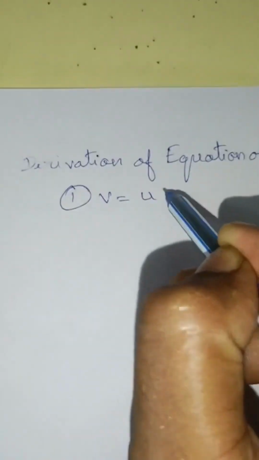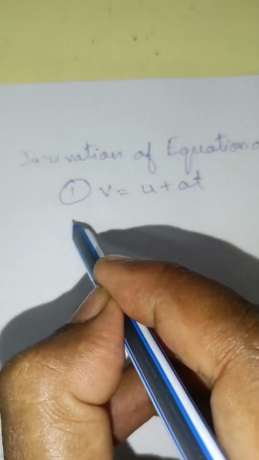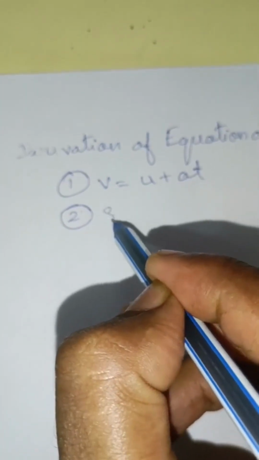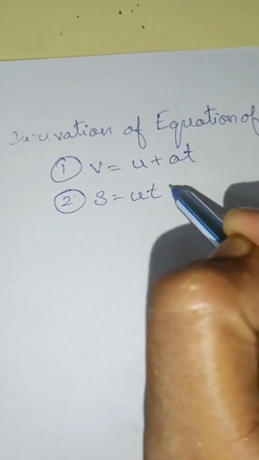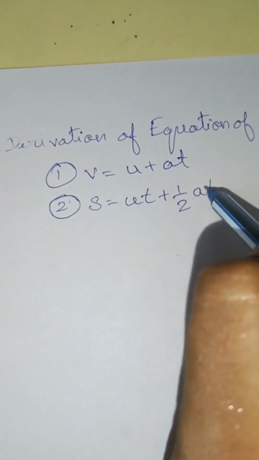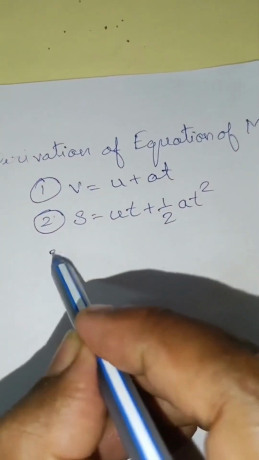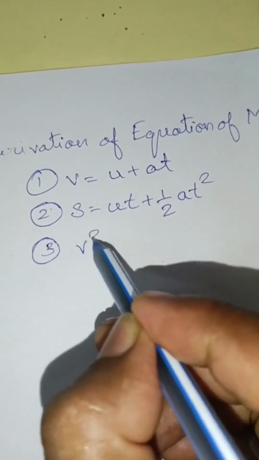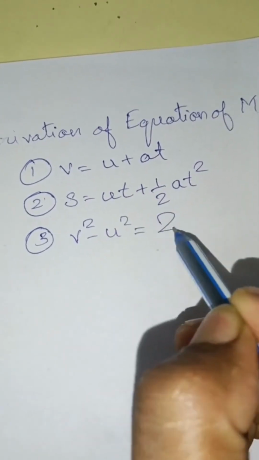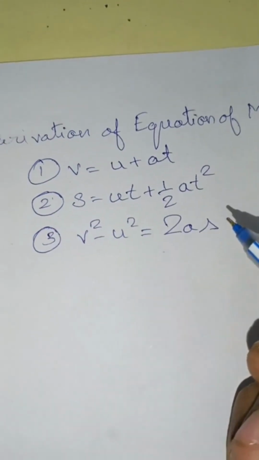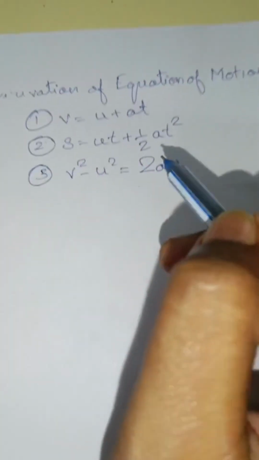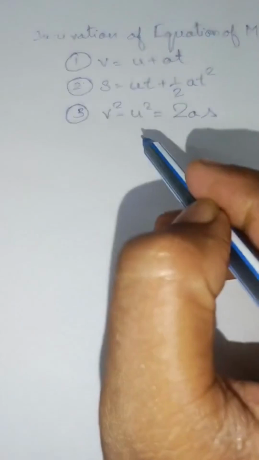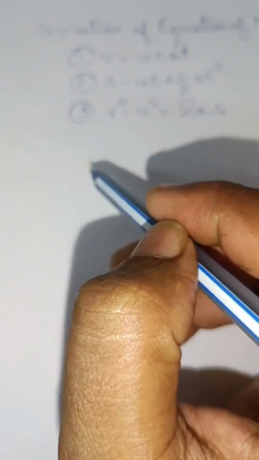As we know very well, the very first equation we have discussed is v equals u plus at. Then the second equation we have discussed is s equals ut plus half at square, and the third equation is v square minus u square equals 2 times a into s. Keeping these equations in consideration, we are going to talk about the graphical method to represent the equation of motion.